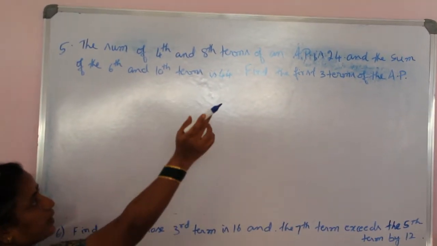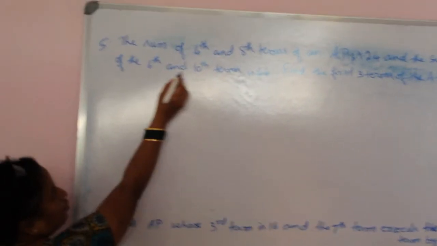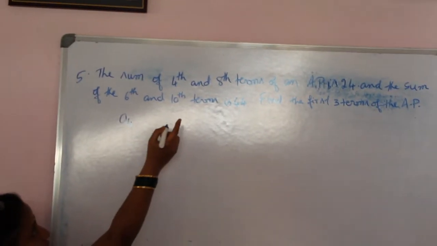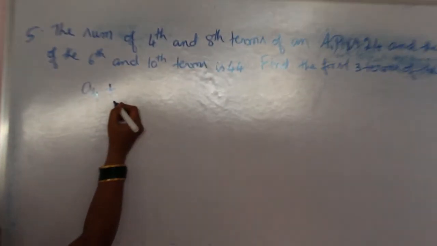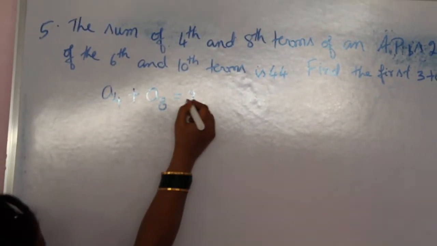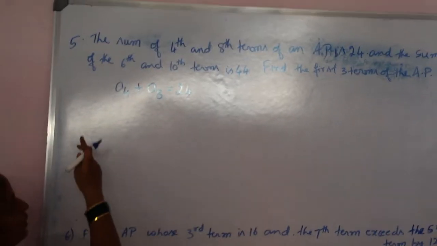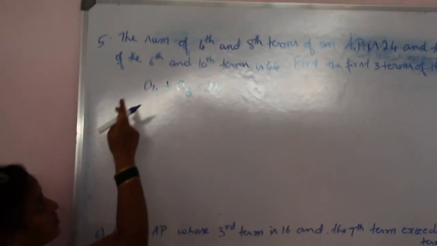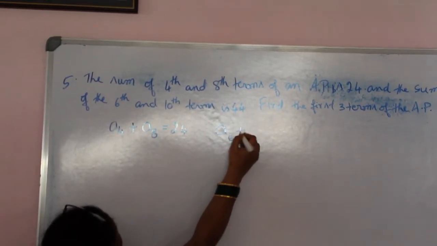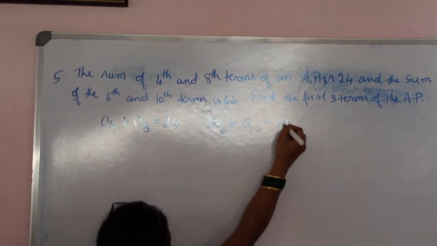The sum of the 4th and 8th terms of an AP is 24. That means the sum of the 4th term, we know the 4th term is a4, and the 8th term, sum means we should take plus, the 8th term is a8, equals 24. This is one equation. Next, the second equation: the sum of the 6th and 10th terms. 6th term a6 plus 10th term a10 equals 44.